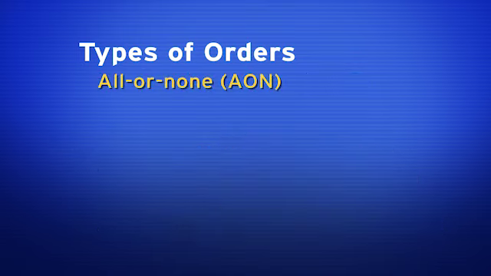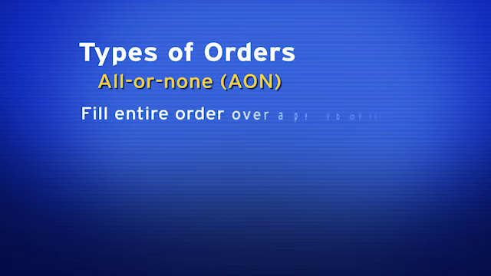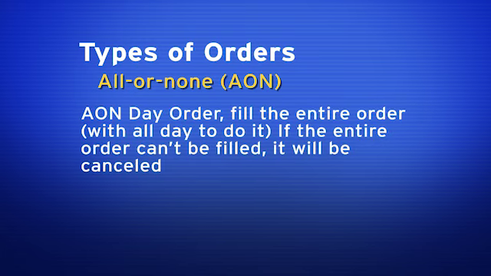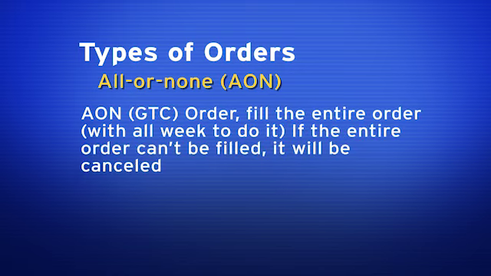And the last is all or none, AON. Enter an all or none order, fill the entire order over a period of time. If the entire order cannot be filled, then it would be canceled. Now, I could enter an all or none day order. Fill the entire order, and you have all day to do it. If you can't fill it, at the end of the day, cancel it. Or it could be marked GTC. I'll give you a week, and if you can't fill it, cancel it.